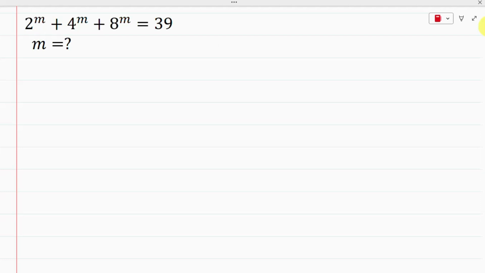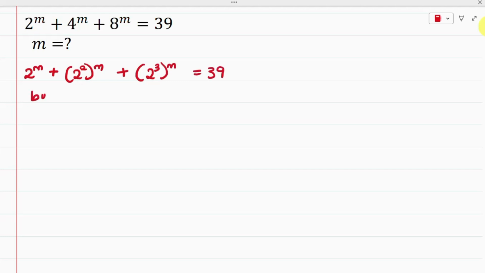So right here we have this algebra question and we want to solve for the value of n. Right here, guys, let's get started. So we have 2 raised to the power of n plus, now 4 can be expressed in terms of 2 as 2 raised to the power of 2, raised to the power of n, plus 8 can be expressed in terms of 2 as 2 raised to the power of 3, raised to the power of n, and this is equals to what?